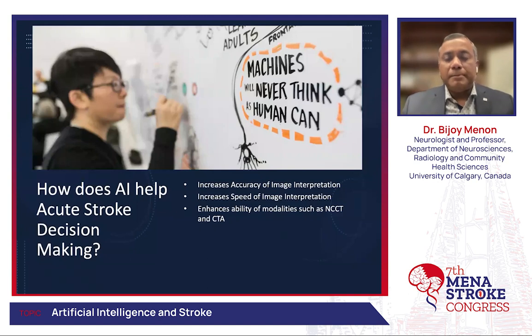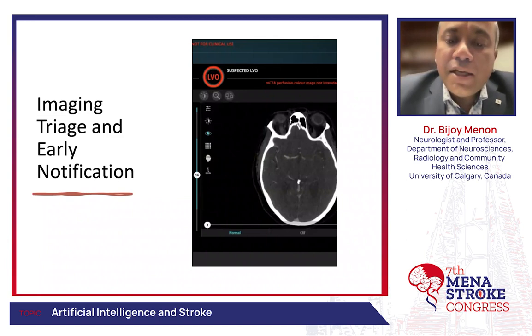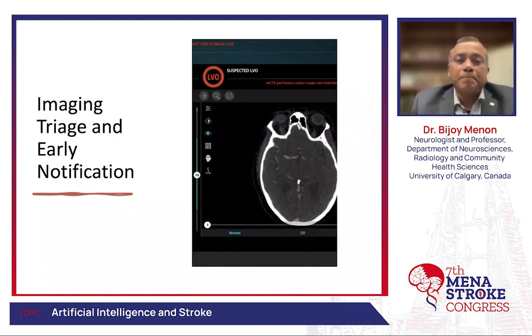So then the question becomes, with all these complexities that are laid out in our effort to actually make the best decision for our patients, how does AI help? AI helps by increasing the accuracy of image interpretation, by increasing the speed of image interpretation, by enhancing the ability of some of these modalities to actually provide us with information that can help us make better predictions, by limiting some of the cognitive biases that can affect our clinical decision-making. And so I'll give you some examples of how AI helps with acute stroke decision-making.